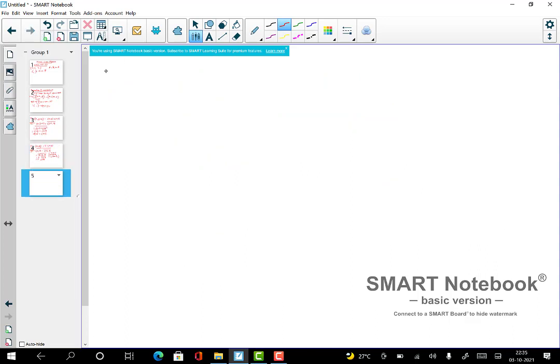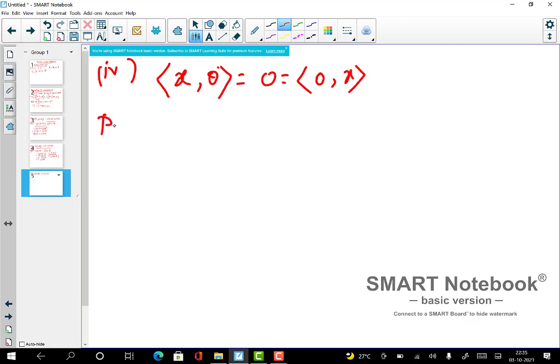The next property, number 4: if you take any vector with the zero vector, then the inner product will always be zero, and the same for the zero vector with any other vector, it's always zero, okay? And what is the proof? So let me start with that first.